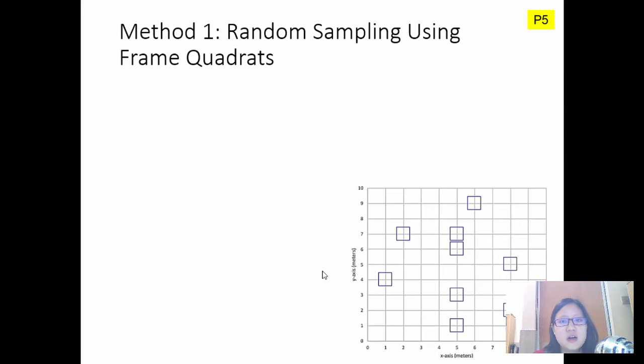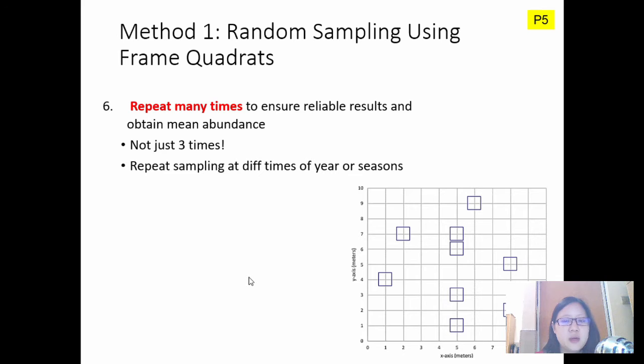Now, of course, all we've talked about just now is basically just one quadrat, and what you want to do is actually repeat that many times. This one is just a little grid. This is actually the habitat, and there are many quadrats in there, and the more quadrats you have, the more reliable it's going to be. So of course the next step is to repeat it many times, not just 3 times. Don't be ridiculous, 3 times is too little.